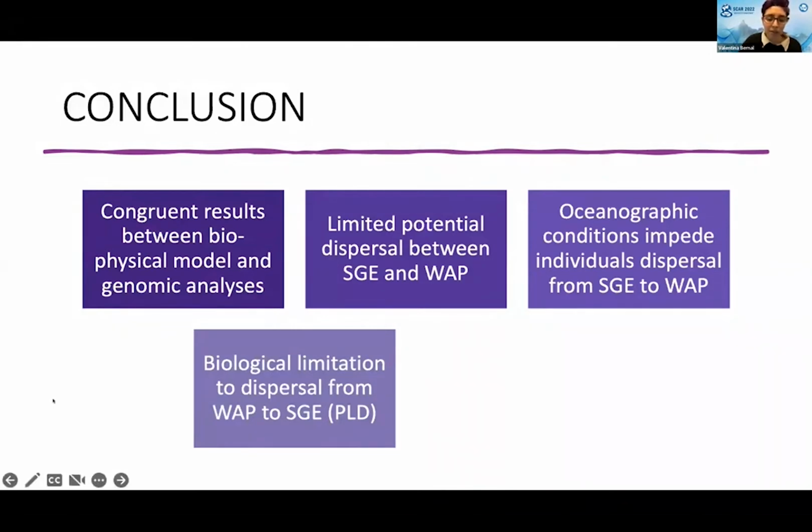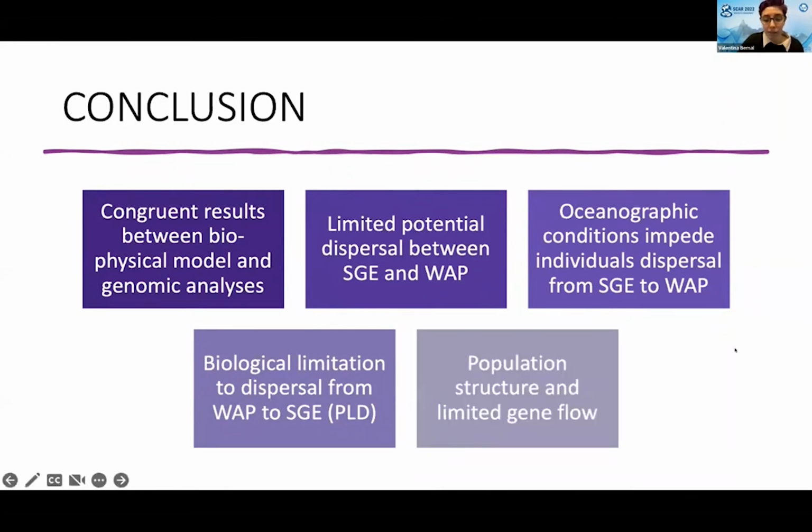And there are some biological limitations to dispersal from the Antarctic Peninsula to South Georgia, because the direction of the currents is to the north, but it seems that 10 days of pelagic larval duration is not enough to reach one population from another. And we found, due to all this population structure and limited gene flow, that this is why we have limited contemporary connectivity between these 2 areas, South Georgia and the West Antarctic Peninsula, right now.